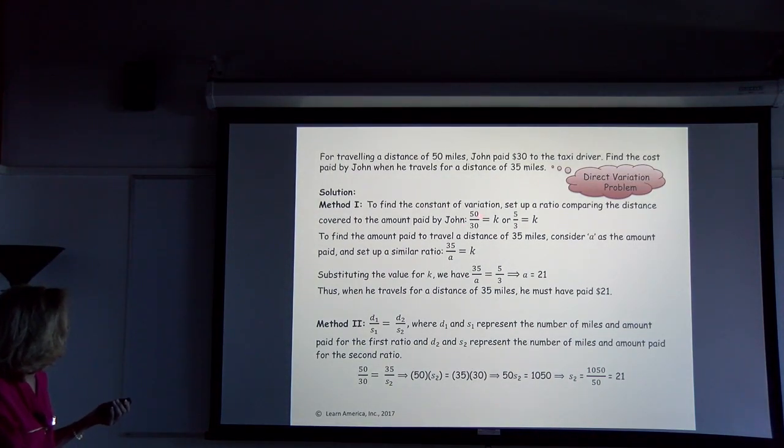So what you could do is say that the ratio of 50 miles to $30 is going to be the same as the ratio of 35 miles to the cost. Then you take the cross product, product of the means equals product of the extremes. 5a is 105, a is equal to 21, and that would be the cost paid, $21. On this one, you have the distance in miles and the cost, and again the distance in miles. So you're setting up 50 is to 30 as 35 is to the cost, and again product of the means and the extremes, you come out with 21.